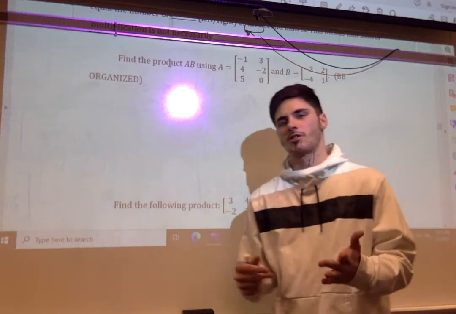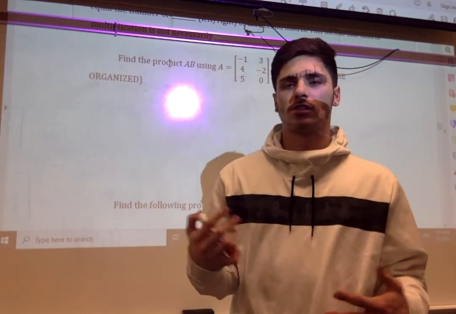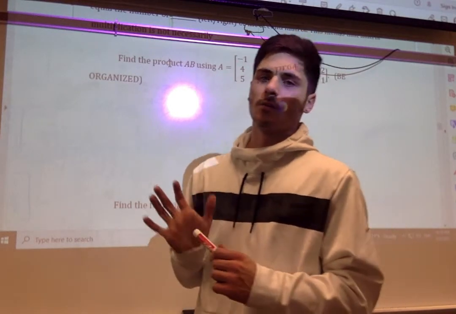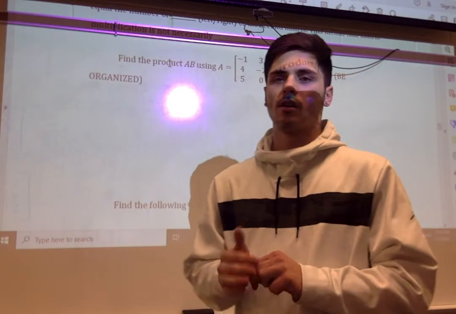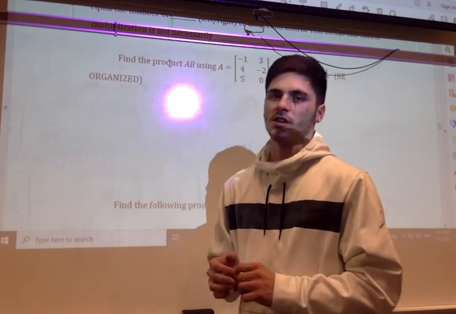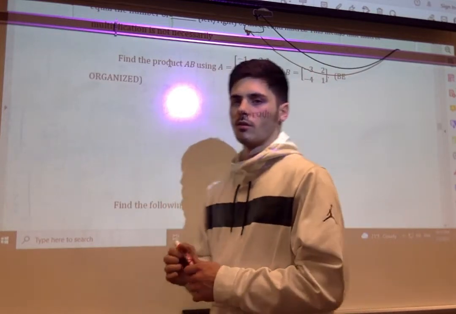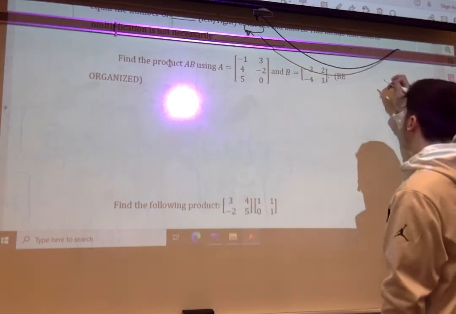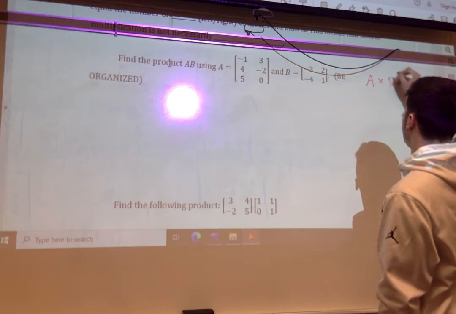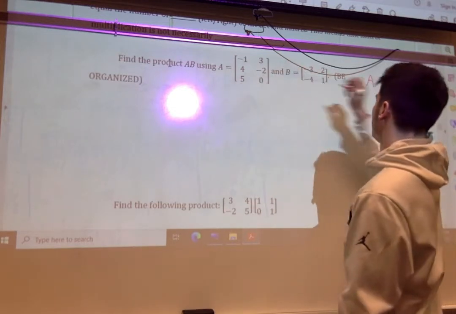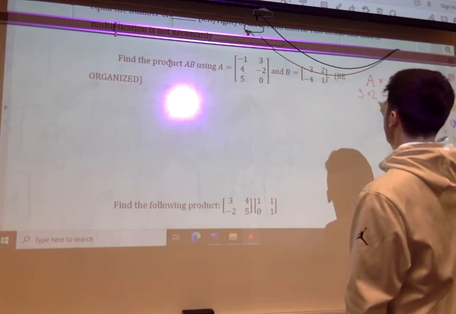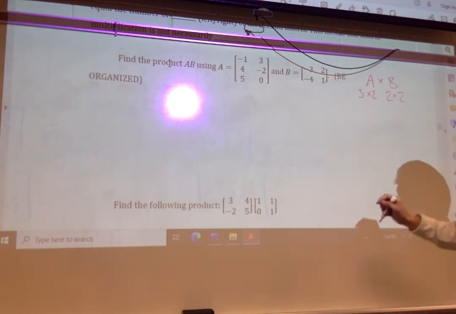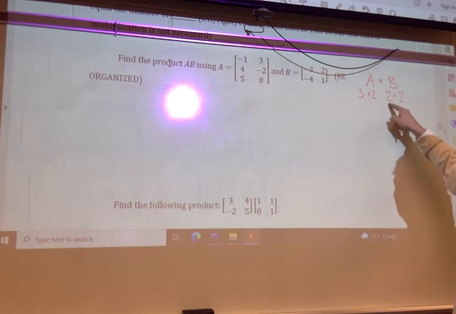So with matrix multiplication now, like we just established in the previous slides, the first thing to know is whether or not the number of columns of the first matrix equals the number of rows in the second matrix, right? So we could test that out with these matrices here. We have our A matrix times our B matrix. Our A matrix is 3 by 2, and our B matrix is 2 by 2. So the number of columns equals the number of rows.